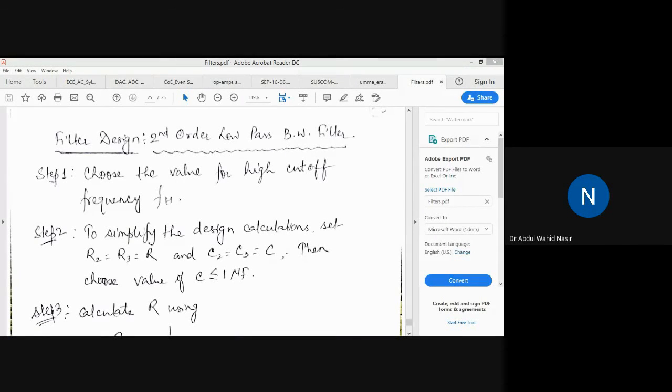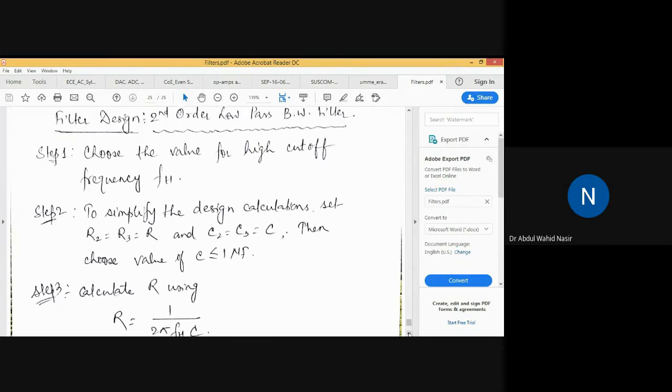So we will again go for the design of this filter. Before we go to the design of this filter, we will first take the attendance. I will first take the attendance, then I will go to the design of this filter.